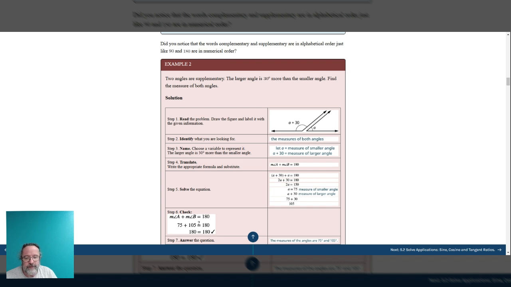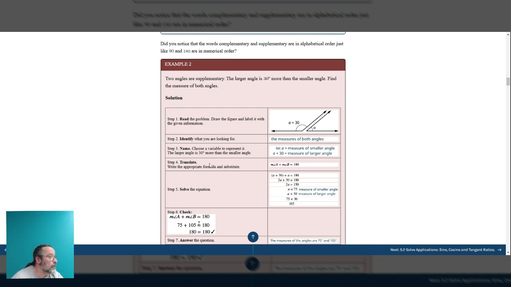So identify what we're looking for, measures of both angles, name it. Let A equal the measure of the smaller angle. Let A plus 30 equal the measure of the larger angle. So we know because the larger angle is 30 degrees more than the smaller. So we've just set up an algebra problem.